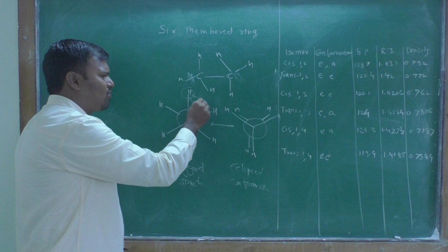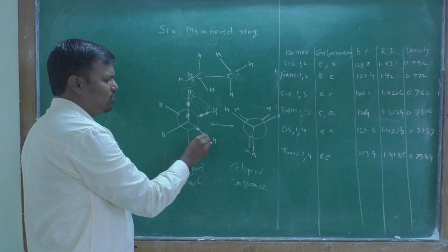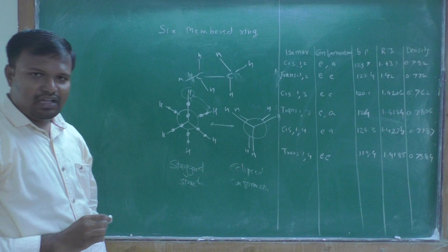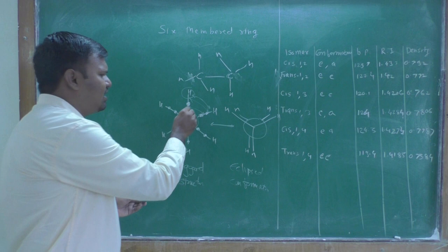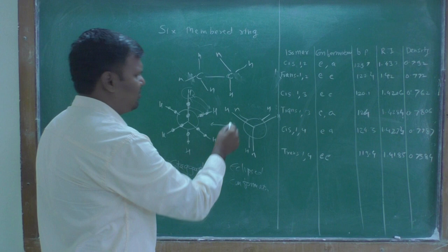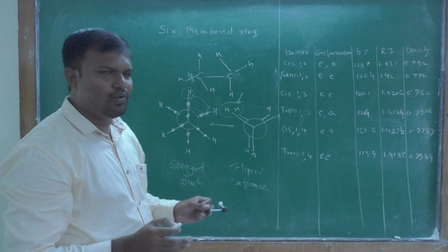Also, this bond has electrons. This bond also has electrons. All bonds have two electrons, because one bond is made by two electrons. There is very little interaction between these two bonded pairs of electrons. Repulsion is also there, but in this case the repulsion is minimum. In the eclipsed case, you can see that these two hydrogens are near to each other. When two hydrogens are near each other, crowding increases, and therefore steric strain increases.